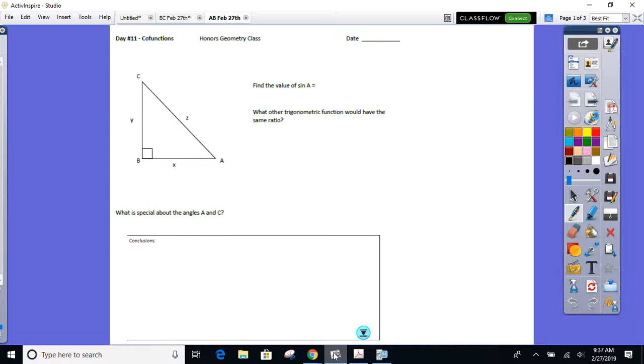All right. A little relationship between sine and cosine. Little relationship.